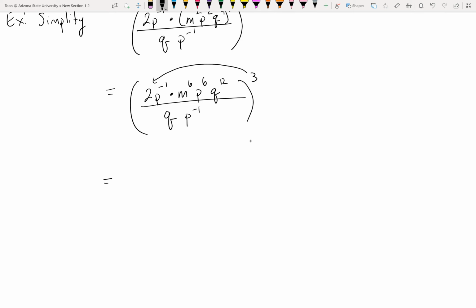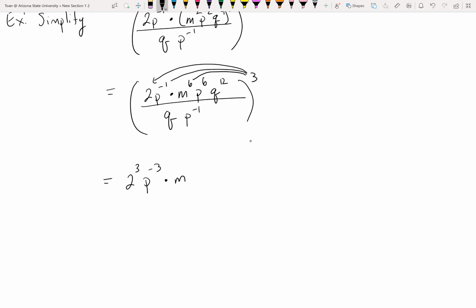Equals, the 3 as an exponent gets distributed to the 2. Now, do not make the mistake. A lot of kids like to write 6. But remember, this 2 is a regular number. This 3 is an exponent. So you got to give the 2 an exponent of 3. 3 times a negative 1 is a negative 3.